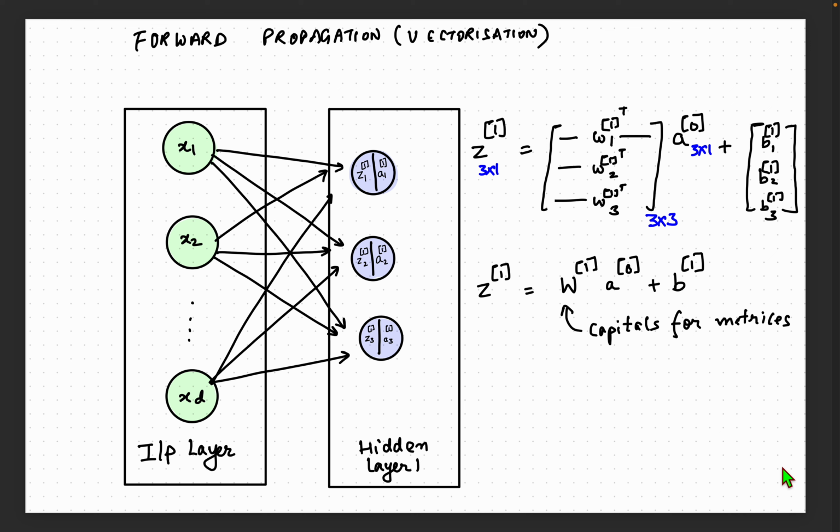And if you don't know, in mathematics we denote matrices with capital letters. If you read any ML books or math books, you will see this notation, so you can just keep that in mind. Okay. And then we can get the activation like this, where we apply the activation function element-wise on Z.